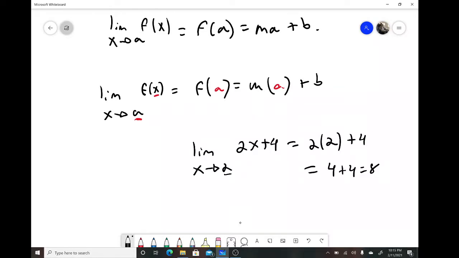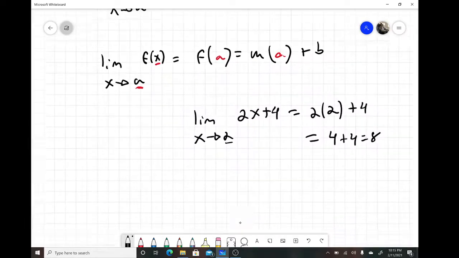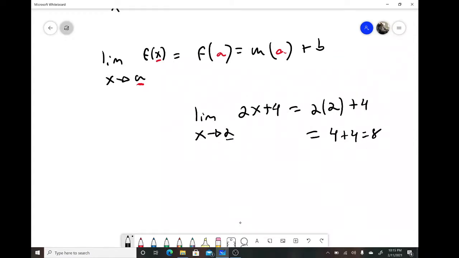And this is much easier than creating a table and finding out what the value of 1.9 is, and 1.99 and 2.001 and so on, simply to estimate this value we're going to get. If we were to estimate, we would get a bunch of 7.999s and 8.0001 and so whatnot.